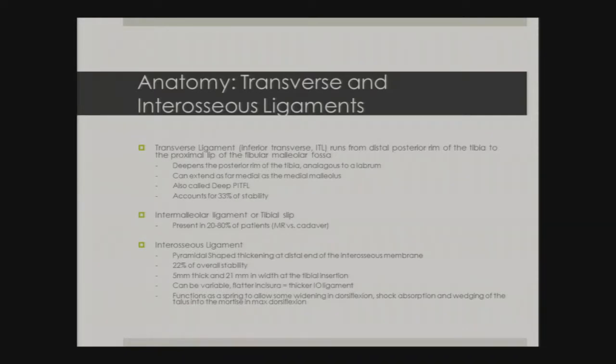And the interosseous ligament accounts for about 22% of the stability. Interosseous ligament is pyramidal in shape. It's a thickening at the distal end of the interosseous membrane. It's been described as functioning as a spring and having some shock absorption in the normal gait cycle.